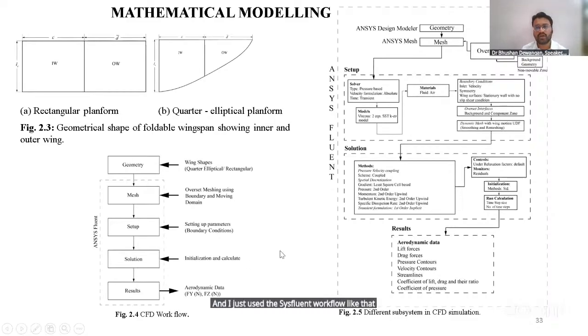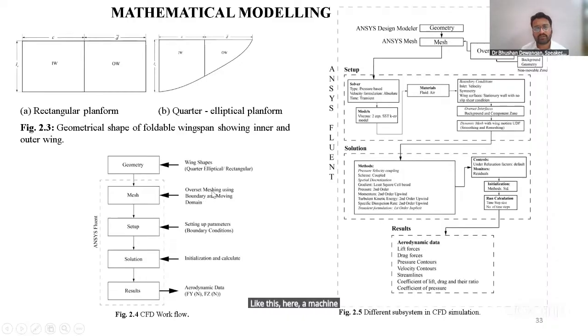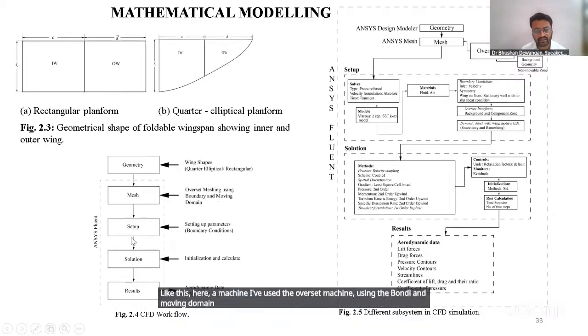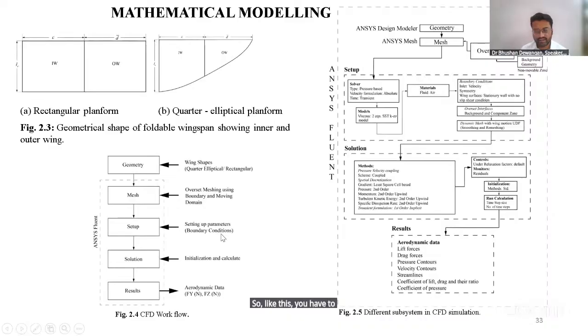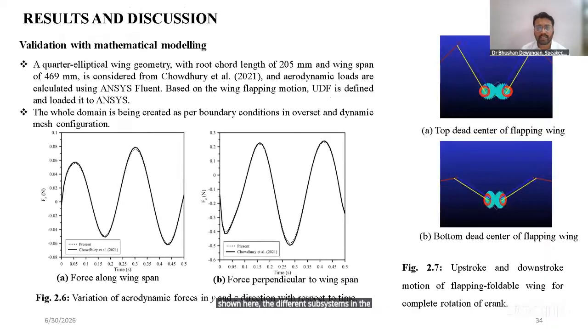If anybody wants to do simulation, here is geometry, mesh, setup, solution, results like this. For meshing, I used overset meshing using the boundary and moving domain. Then you set up the boundary conditions. Based on the boundary conditions only, you initialize and calculate the results you want, drag and lift, all these things. And this is the flow chart I have shown here of how the different subsystems in the CFD simulation work.